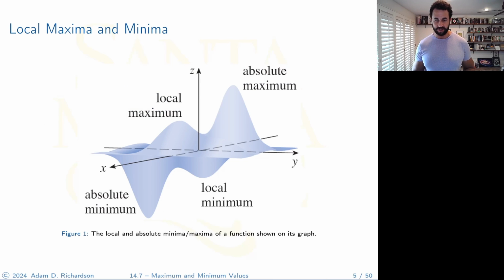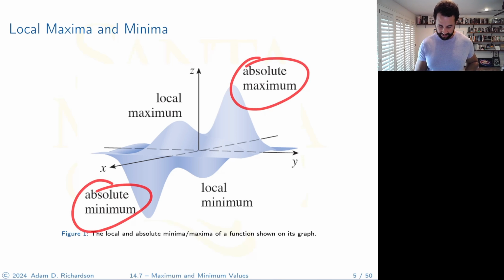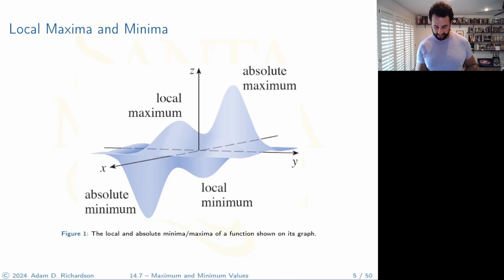So here's a nice diagram from the book. We haven't talked about the absolute maxes and mins yet. We'll talk about those at the end, but this is a local maximum and this is a local minimum. So it really does agree with your intuition. If you've got a little peak right there on your mountain range, that's a local maximum. Now, that doesn't mean that peak is the highest peak in the entire mountain range, right? The highest peak in the entire range would be the absolute maximum.